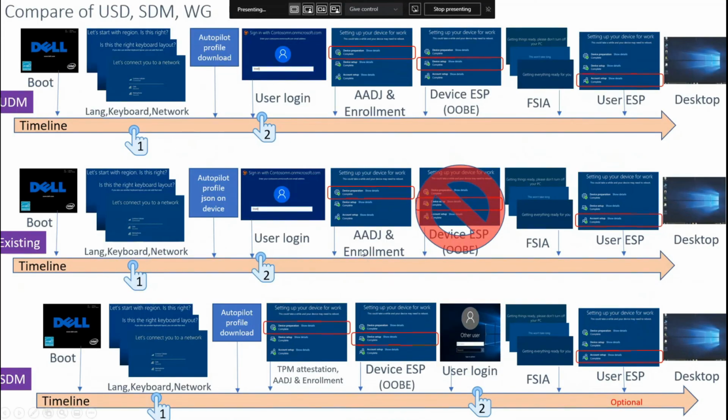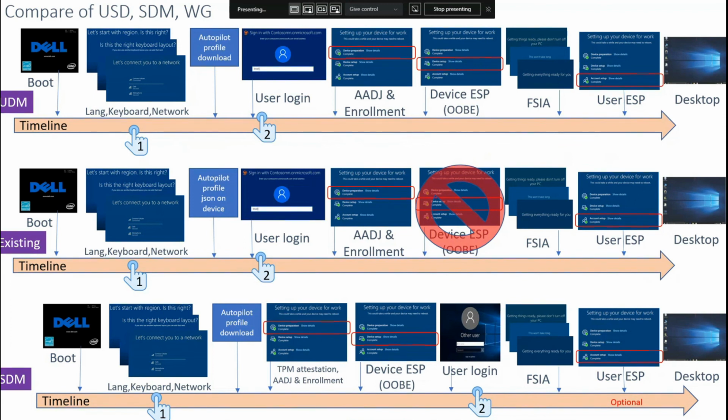Up at the top was user-driven mode, and I think you have a firm understanding of that now. In the middle is Autopilot for existing devices. The experience is you create an MDT or a Config Manager task sequence. You deploy that to a device, which lays down a fresh version of Windows. Then the device boots, and it's going to be an OOBE.